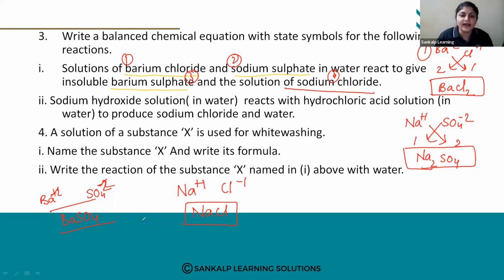So we'll write now. Barium chloride, so how will we write barium chloride? Your BaCl2, then plus sodium sulfate, so it will be Na2SO4, giving you barium sulfate, BaSO4, plus sodium chloride, NaCl. Yes, write the balanced equation. Tell me the balanced equation.